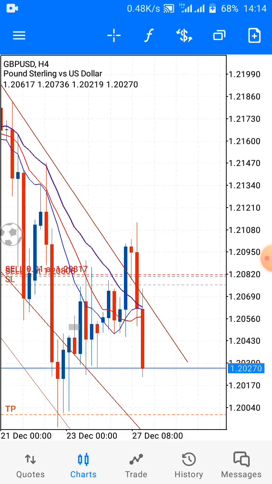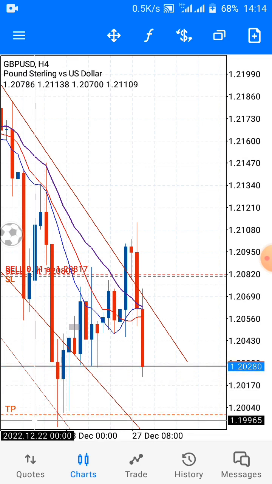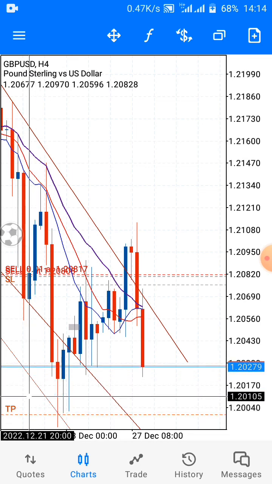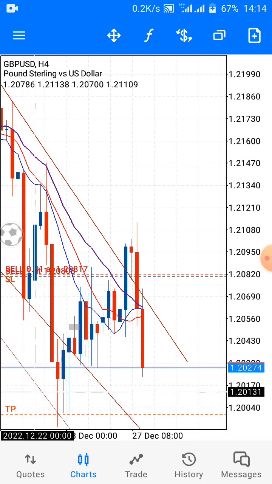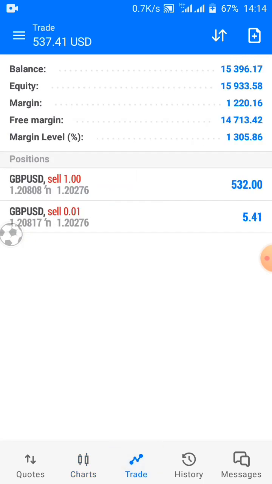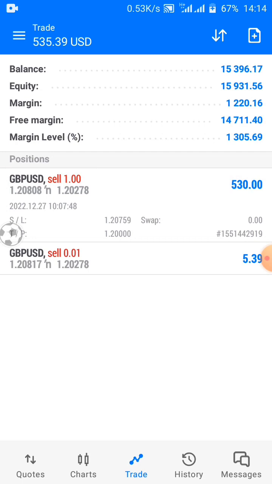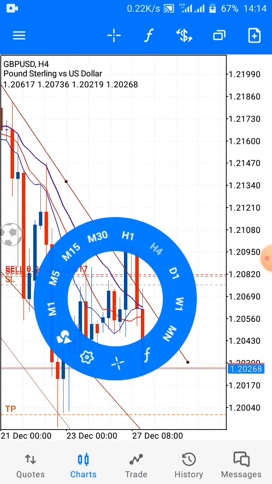So I told you, if it gets to around this level where you see all these weak rejections here, I'm going to take profits. For now, it hasn't gotten to the level, so I'm going to be waiting for it to get to somewhere around this level here, and if it does, I'm going to close the trade. As you can see, it's already profitable, and this is a no risk trade because my stop loss is even below where I sold initially. So I'm going to continue to trail the stop loss.